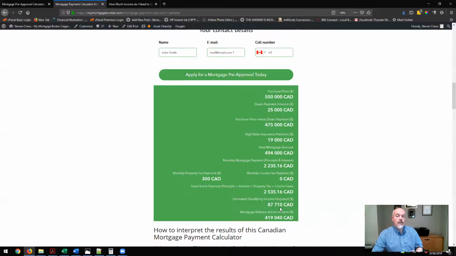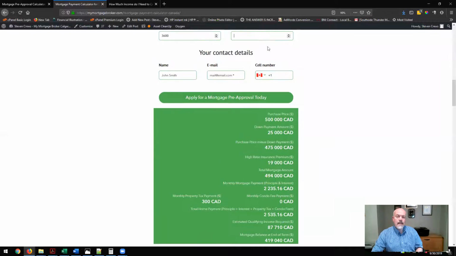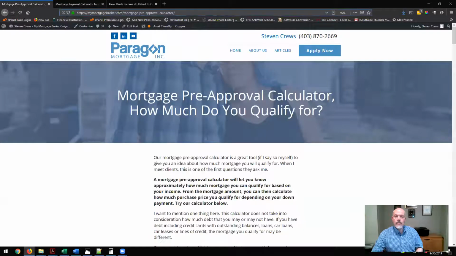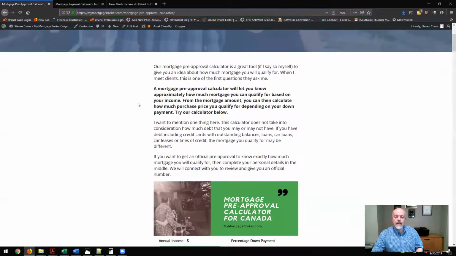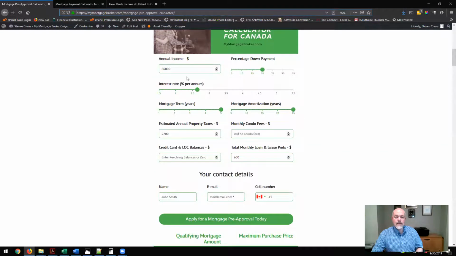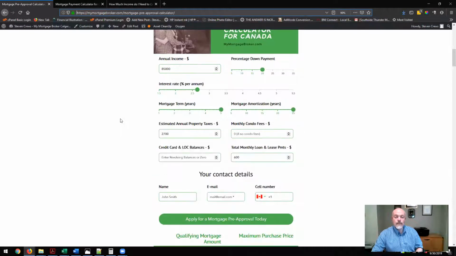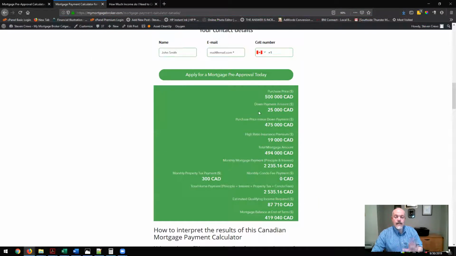So that's assuming you don't have a ton of debt. If you have some debt, that can affect this. I did not include any debt calculations here, but you can use a different calculator that I've created called the mortgage pre-approval calculator. If you know the number, you can go in and play around with your debt to see if you still qualify or not. The mortgage pre-approval calculator is at mymortgagebroker.com/mortgage pre-approval calculator. In there, you put your annual income in, some debt numbers, and then it lets you know what purchase price you would qualify for. This calculator does not do that.